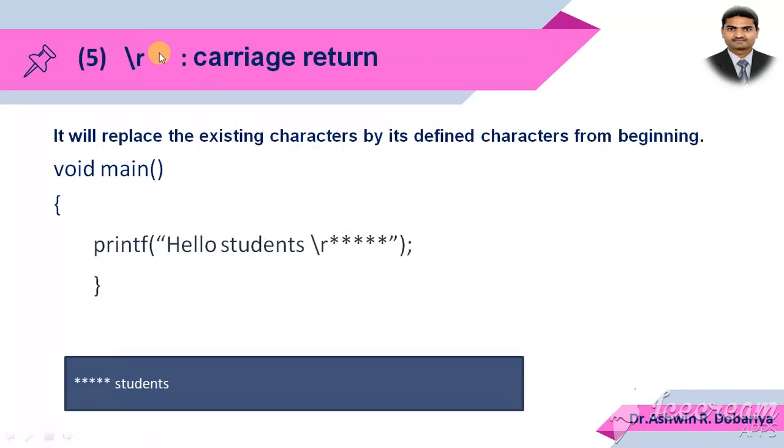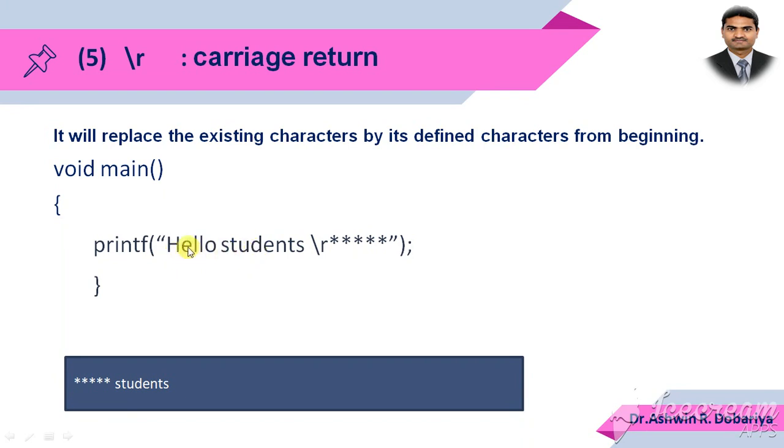Fifth is \r, carriage return. It is again similar to backspace, but a little bit different. It will replace the existing characters by its defined characters from the beginning. First, hello student, so it will display as it is. Now what will \r do? \r will move the cursor to the beginning, first thing. After that, whatever characters you have mentioned after \r, it will overwrite from there.